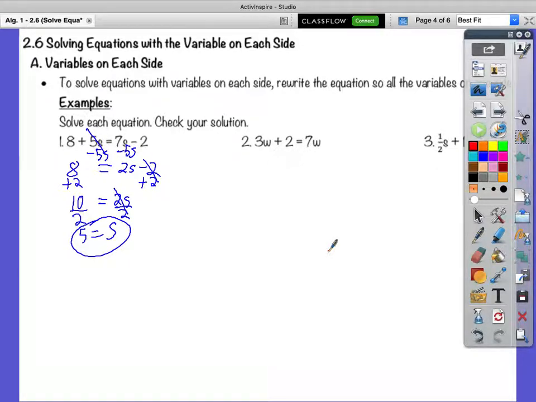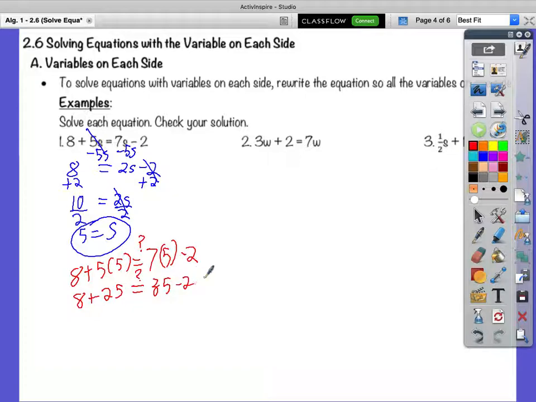Okay? Hey, check our solution. How do we check our solution? You plug in the 5 for s. Which s? Both. That was a trick question, okay? 8 plus 5 times 5 equals 7 times 5 minus 2. We've got to make sure our math is good, okay? What's 5 times 5? 25. So 8 plus 25 equals. What's 7 times 5? 35. 35 minus 2.